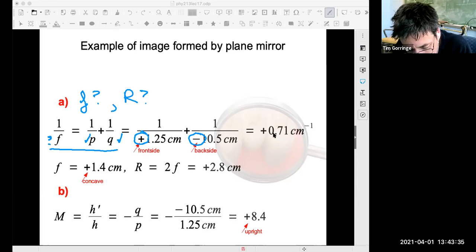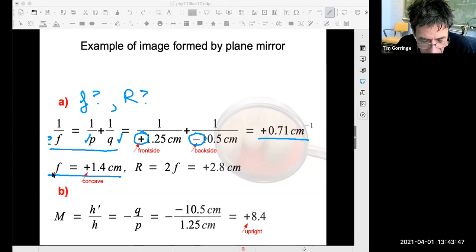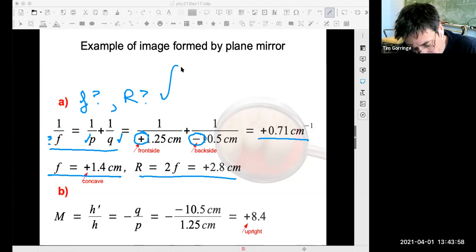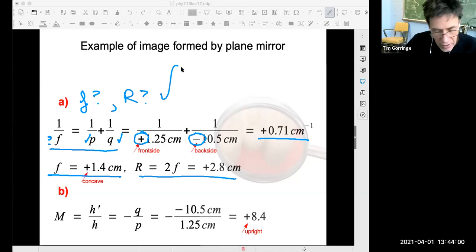And I end up with the inverse of the focal length when I add these two terms together, remembering there's a minus sign in here. When I take the inverse of that to get the focal length, I get 1.4 centimeters. I get for the radius of curvature, therefore, twice that, 2.8 centimeters. So that's part A. We've knocked that off. We've got the focal length and the radius of curvature.